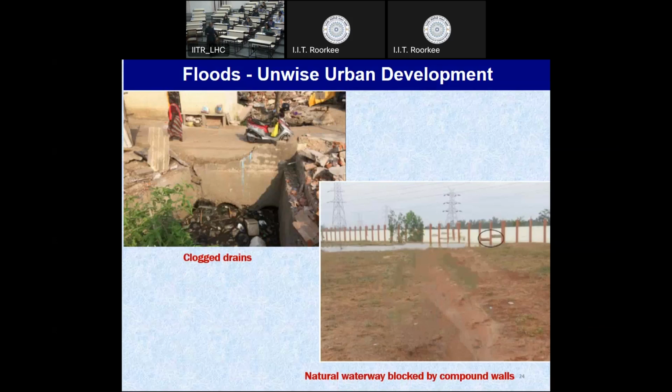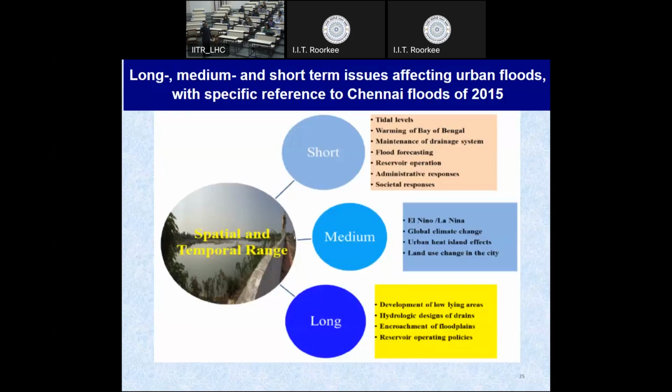Okay. So flooding can be controlled to a large extent if we follow wise development and if we maintain our infrastructure carefully. For the Chennai floods of 2015, some assessments were made by a group of researchers from IISc and from IIT Madras, and they came up with three sets of recommendations which can be followed in the short term, in the medium term, and in the longer term to control the flooding.